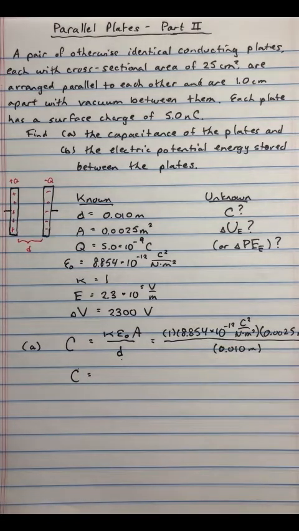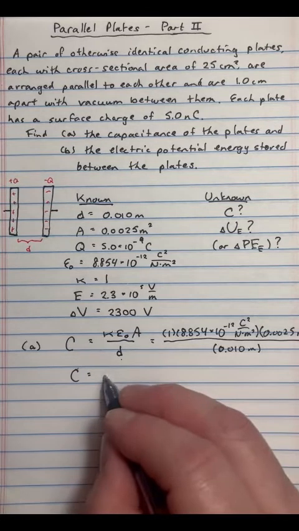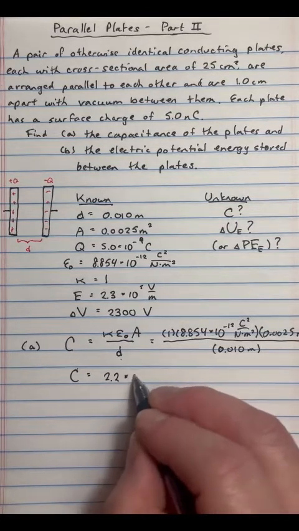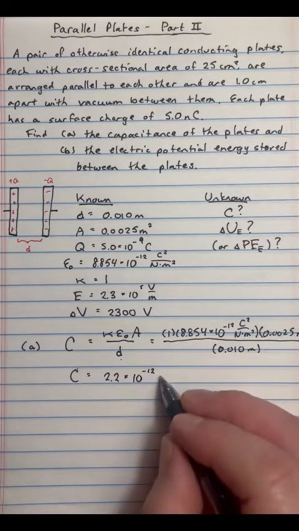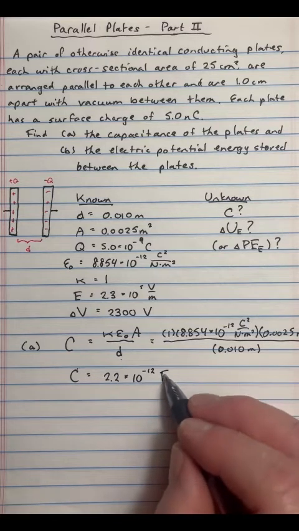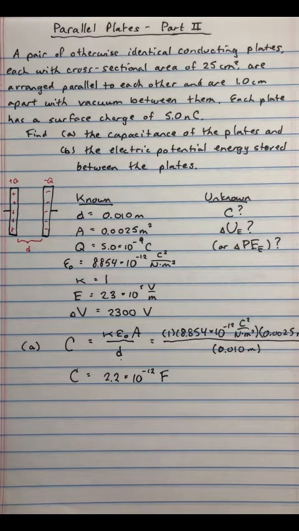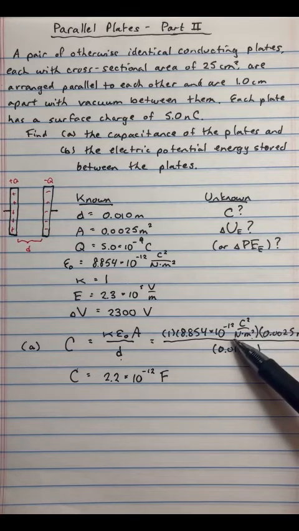So when we do this calculation, we come up with a pretty tiny number: 2.2 times 10 to the minus 12. And the units are called farads. Now, what's a farad? Let's take a look here briefly. We have meters squared divided by meters squared there, so these two meters squared would cancel, but we're left with coulomb squared per Newton meter, okay?